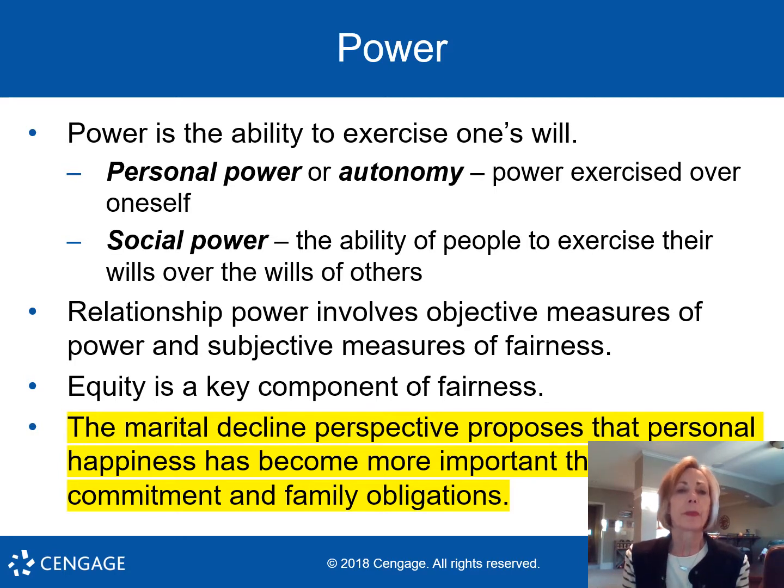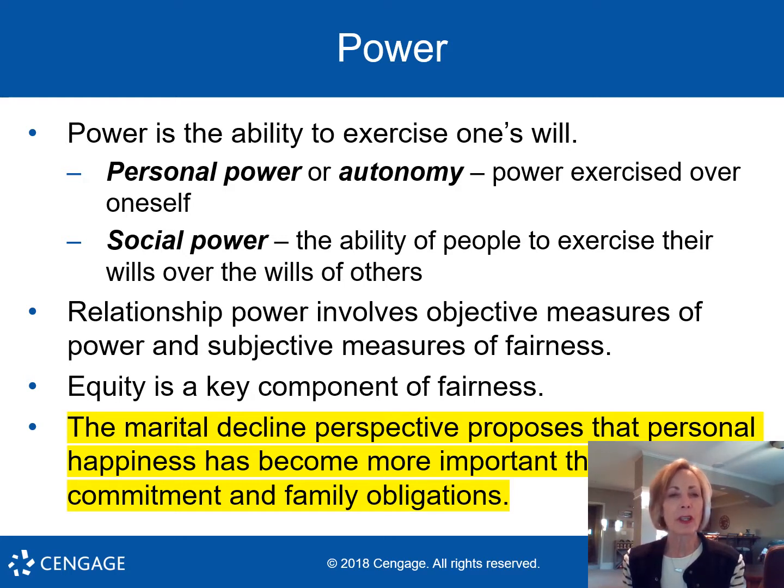So power. That's the ability to exercise one's will. Personal power or autonomy is the power that's exercised over yourself. Social power is the ability to exercise a person's power over the power of others. Relationship power involves objective measures of power and subjective measures of fairness. Equity then is a key component of that fairness.